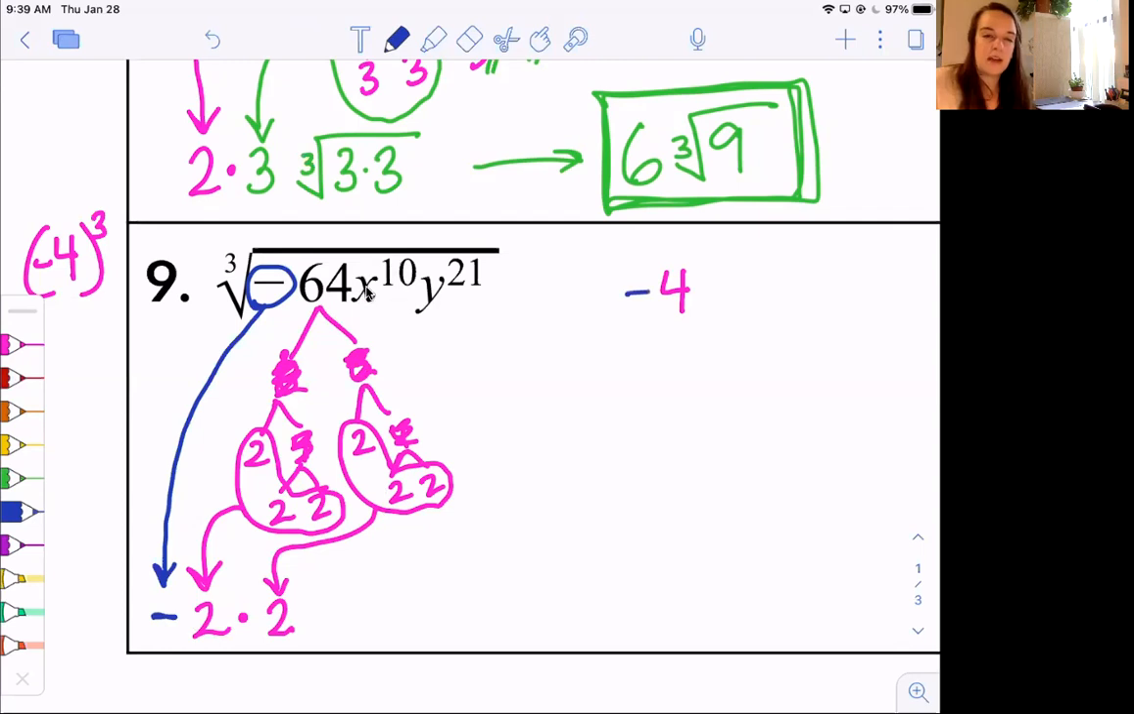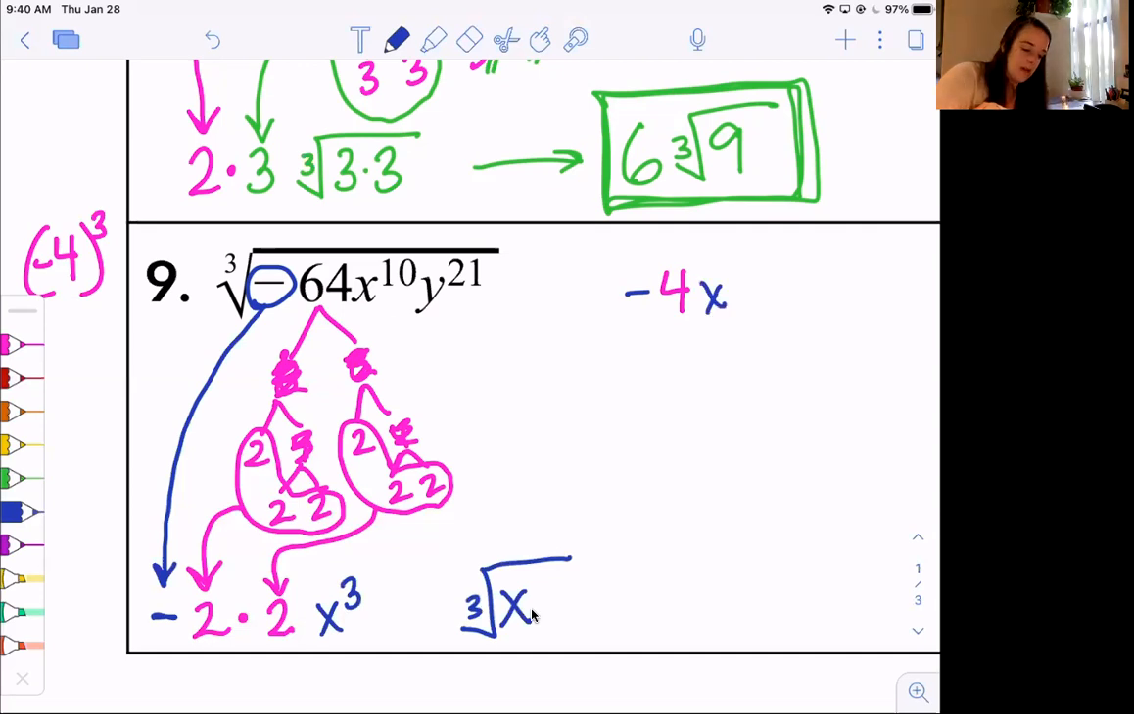All right, we need to think about the exponents, but I don't want to write out 10 x's and 21 y's. That's too many. So I'm thinking I have 10 x's. I need to put them in groups of 3. Antoine already anticipating what I'm going to ask. I need to put them in groups of 3. How many groups can I make? I can make this group, I can make that group, I can make this group. That's 3 groups with a remainder of 1 left over. So I'm going to go ahead and write x to the third power with the remainder of 1 x on the inside.